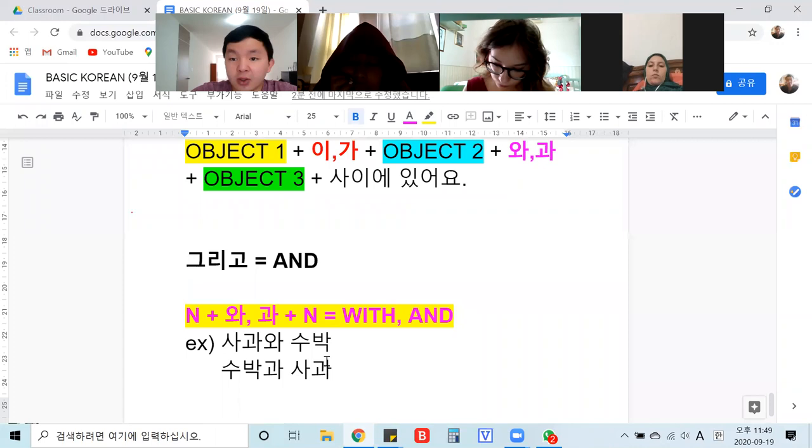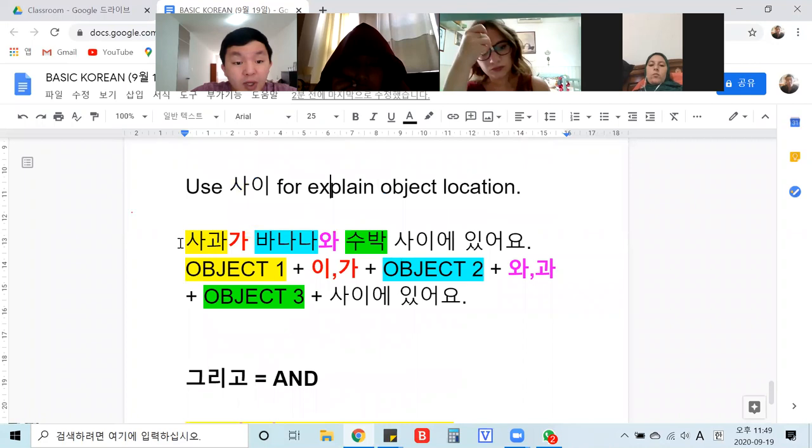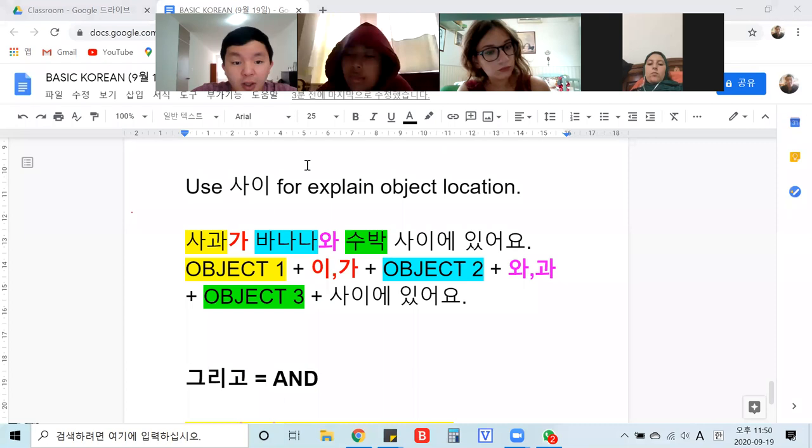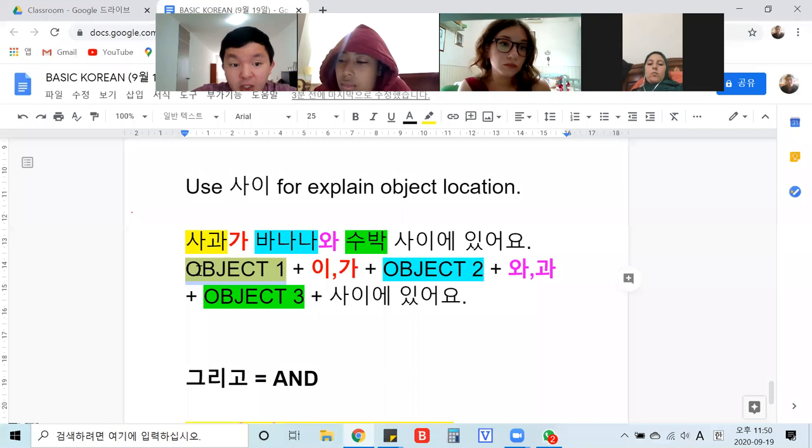And this is how we can explain the sentence using this grammar, 와 and 과. So let me read it for you. 사과가 바나나와 수박 사이에 있어요. Same as the previous explanation, object one is the one I'm trying to explain the location of, which is 사과. 사과 means apple.